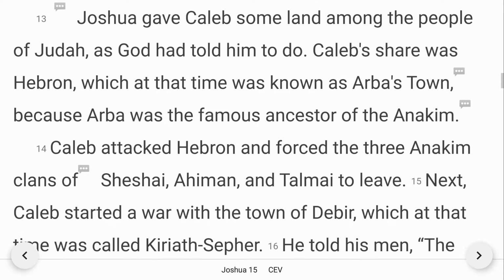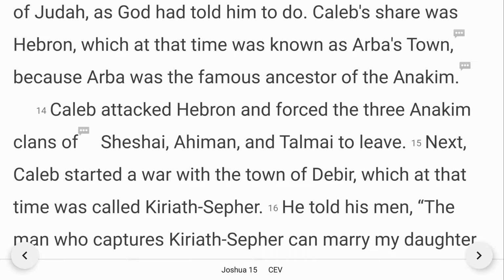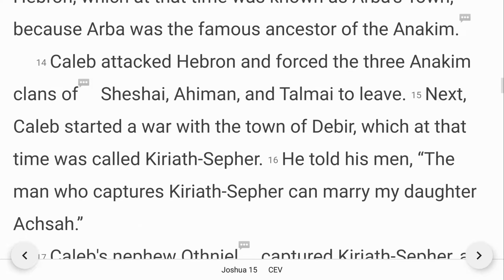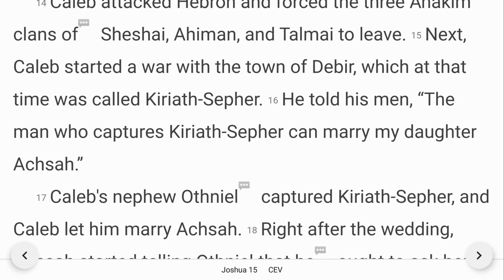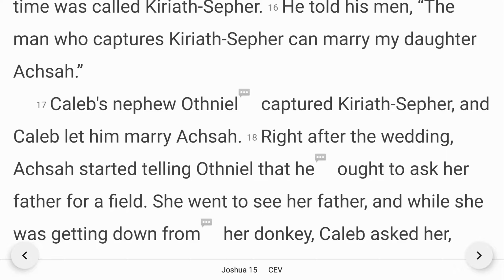the Anakim. Caleb attacked Hebron and forced the 3 Anakim clans of Sheshai, Ahiman, and Talmai to leave. Next, Caleb started a war with the town of Debir, which at the time was called Kiriath Sepal. He told his men, "The man who captures Kiriath Sepal can marry my daughter Akasha." Caleb's nephew Othniel captured Kiriath Sepal, and Caleb let him marry Akasha.